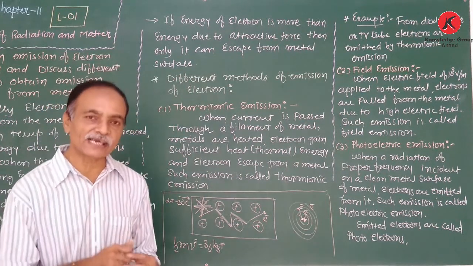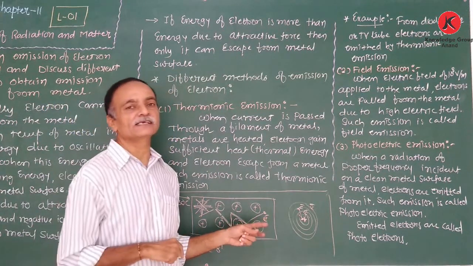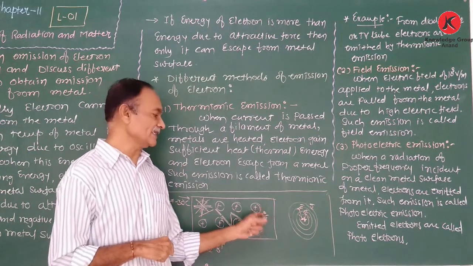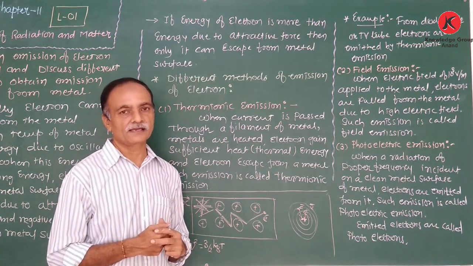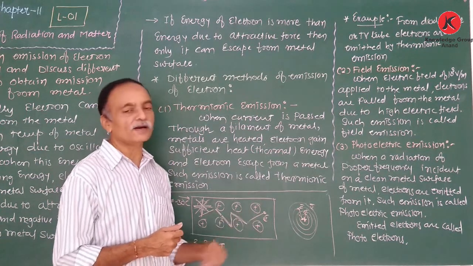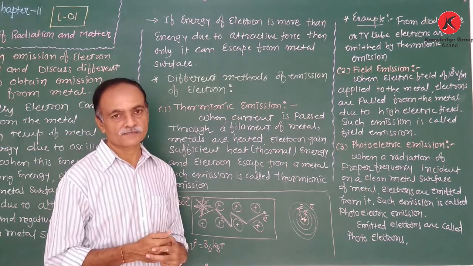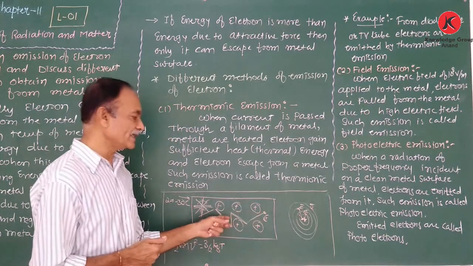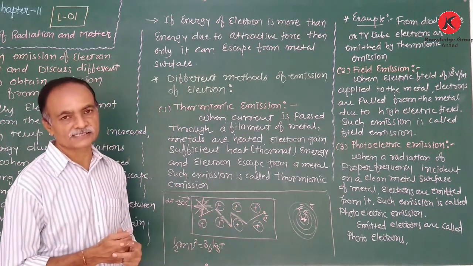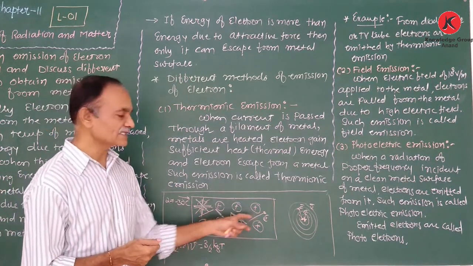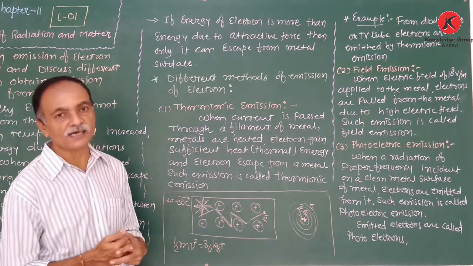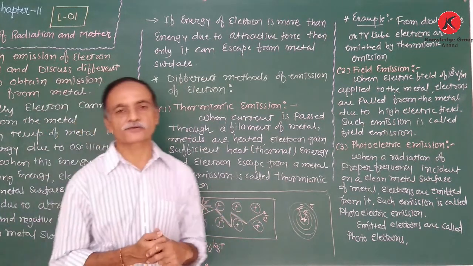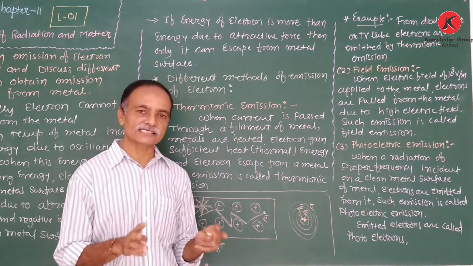When the electron gets sufficient energy, at that time the electron can escape from the metal. Electron can escape from the metallic surface. And this is known as the emitted electron, and this process is known as the emission of electron. Clear this?